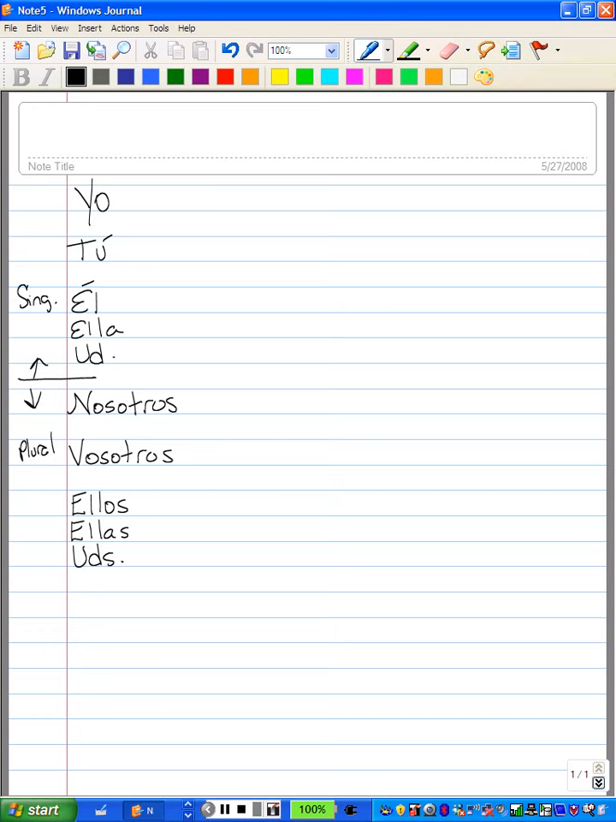The reason that I've grouped them together like this is because in a minute when we look at our first verb form, our verbs are going to be grouped in this manner. Yo is always going to be first, and it's the first section. Tú is always going to be the second. The él, ella, and usted are combined together for the third. Nosotros is fourth. Vosotros is fifth. And the ellos, ellas, and ustedes are combined together for the sixth.